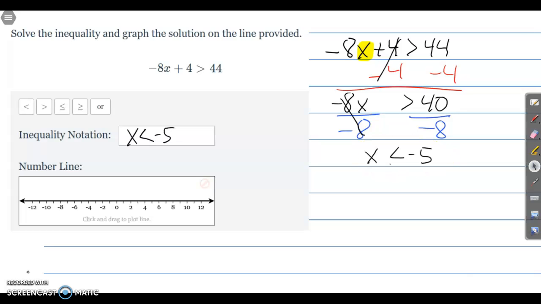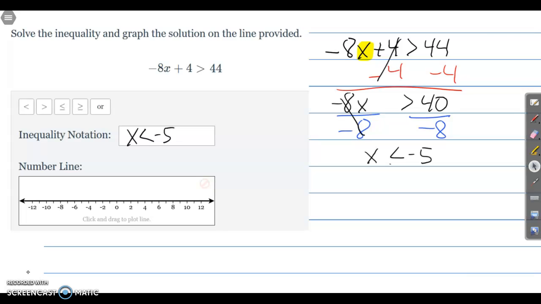So first, I'm going to go ahead and put my -8x plus 4 greater than 44 over the side so I can work it out. I do the opposite of adding 4, subtract 4. Bring down my -8x greater than 40. I do the opposite of multiplication, which is division. So I divide by -8. And since I divide by a negative, that's going to make me swap my inequality sign around. Okay, so I cancel out the 8, bring down the x. Positive divided by a negative is a negative, and 40 divided by 8 is 5.